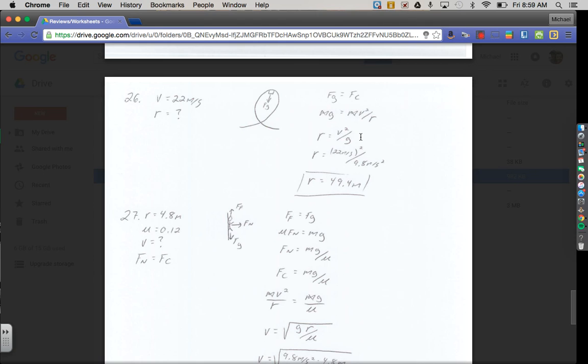From here, we're going to solve for the r. So I'm going to multiply the r up over here to the left. So I'd have r times g, and then I'm going to divide g down to the right, which is why I have v squared divided by g. Plugging in my numbers, I get 22 meters per second, don't forget to square it, divided by 9.8 meters per second squared. So I get a radius of my loop of 49.4 meters.